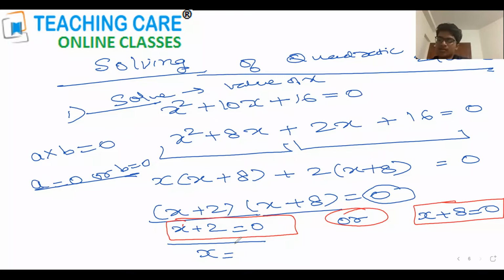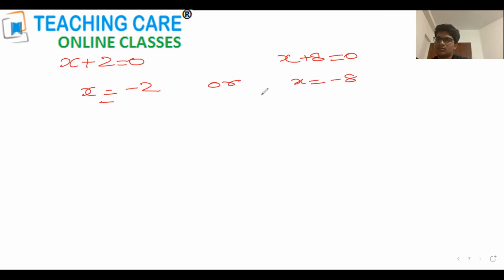If we cancel out the x, you won't solve it independently. Let's solve this. What will you get as x? Minus 2. And the other one, minus 8. That's your answer. Either x is minus 2 or minus 8. These are the solutions of the equation.